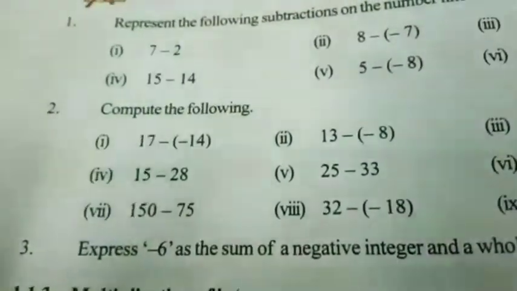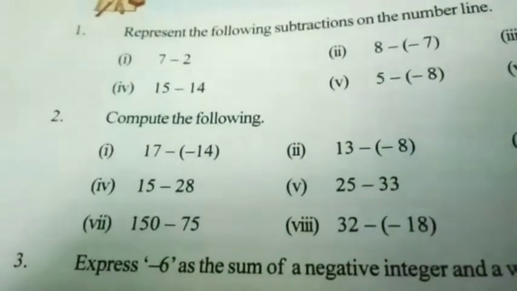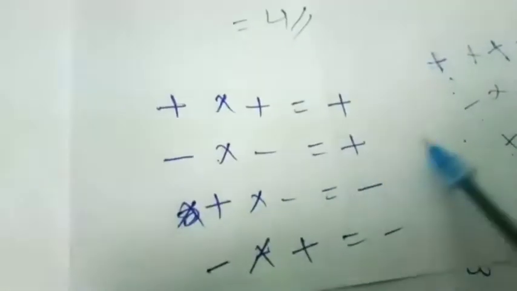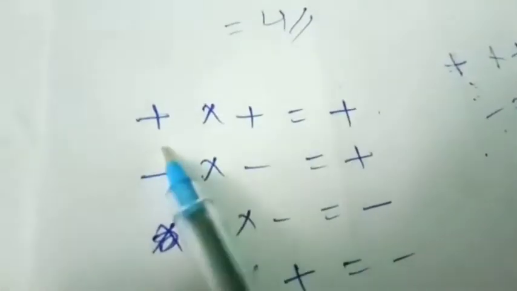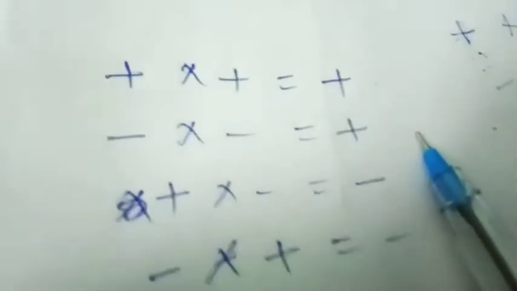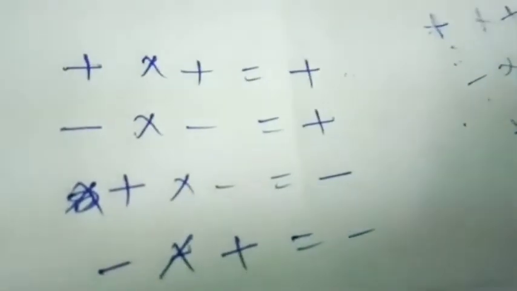You have to remember one thing, okay? Plus into plus is plus, minus into minus is also plus, plus into minus is minus, minus into plus is also minus. So you can observe here, if the same sign is there, we are going to add them. If both are positive, we add them. If both are negative, we also add them. If two different signs are there, plus and minus, we are going to subtract. Okay, you have to remember this one.